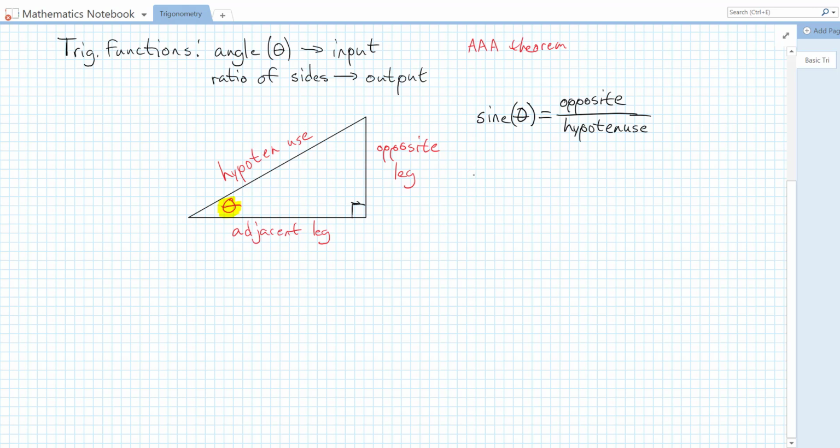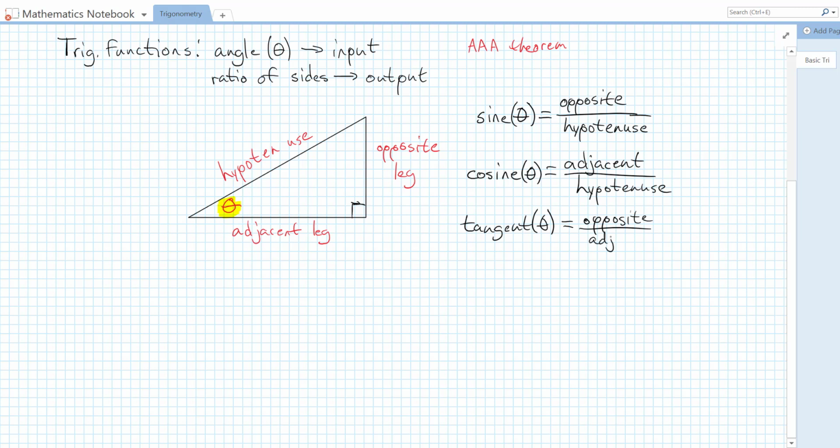Cosine of theta is our second trig function. Cosine of theta is equivalent to the adjacent leg, adjacent to our angle theta, over the hypotenuse. And our last one is tangent. Tangent of theta is equal to the opposite leg divided by the adjacent leg.